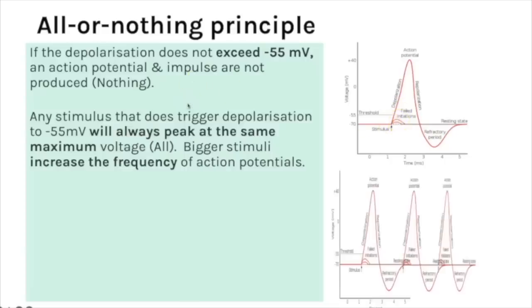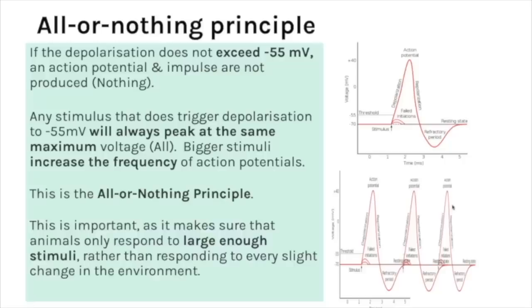The all part of the principle is the fact that if you do exceed that threshold, then you will always have an action potential, and it will always peak at exactly the same point. So even if the stimulus is bigger, so brighter light compared to dimmer lights, you will still have the same peak. But what changes is the frequency of those action potentials being generated. So that is the all or nothing principle, and the reason it's important is to make sure that animals are only responding to stimuli which are large enough rather than responding to every single slight change in the environment, because if we did that, it would actually overwhelm your senses and it wouldn't necessarily be protecting you from stimuli which might be causing you danger.